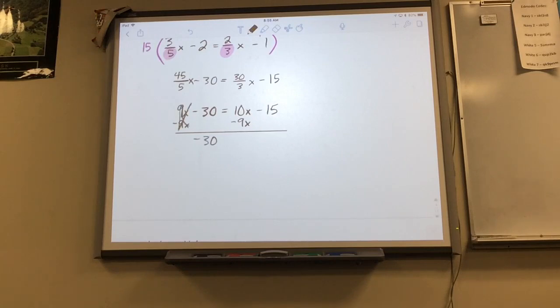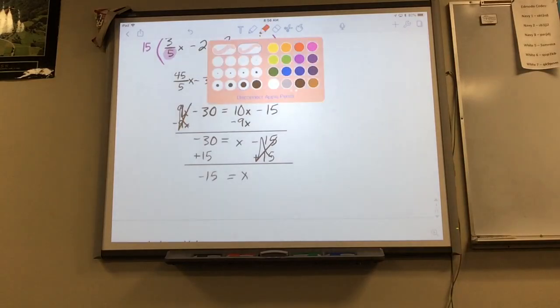Negative 30 equals x minus 15. So we add 15. We're getting x by itself. Why are there so many parentheses? Because I couldn't make that fraction, so I'll write it out and make it look easier. Negative 15 equals x. Negative 15. Good. Okay, so now let's look at the next one.